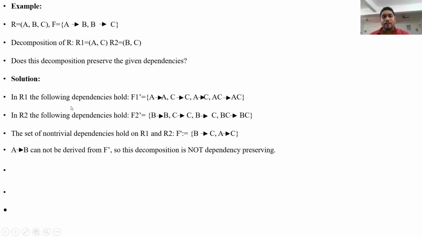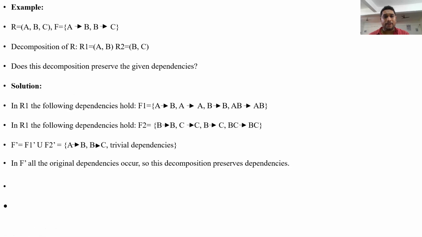If I want to get the additional dependency A to B, it cannot be derived from F, because we have only B to C and A to C. There is no combination that gives A to B. So this decomposition is not dependency preserving. We are not getting the A to B dependency by combining two or more relations. This is not a good decomposition. Now you have to use some constraint to get A to B. I have the relation ABC.